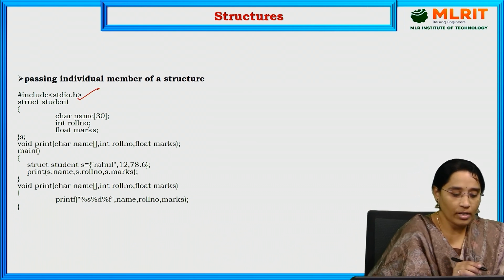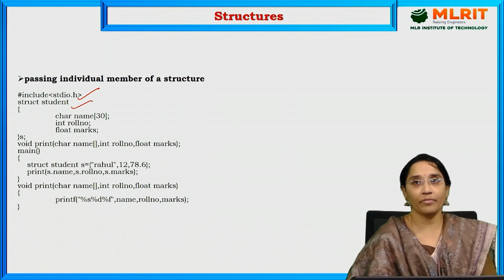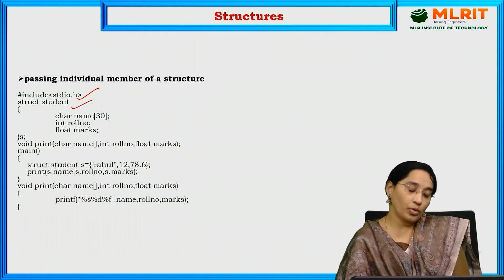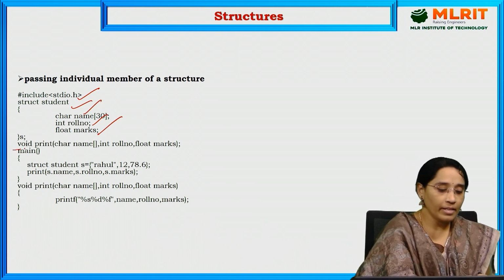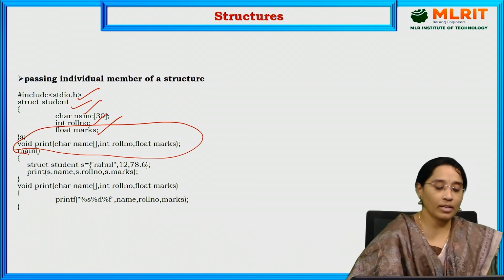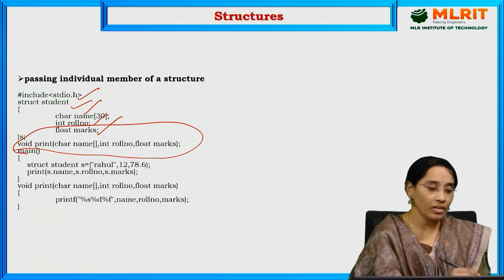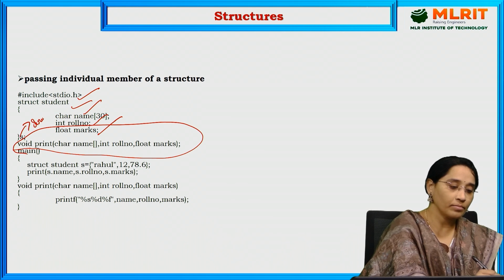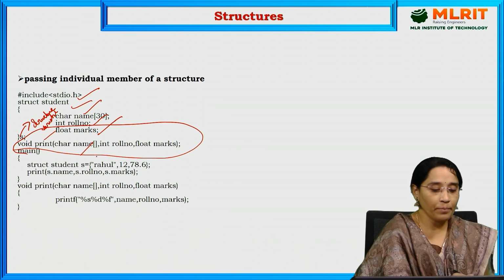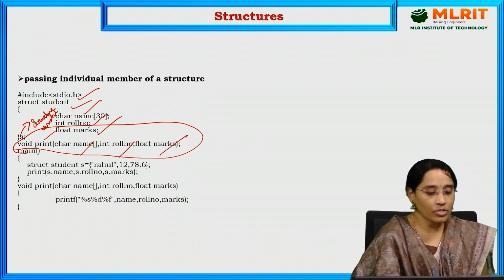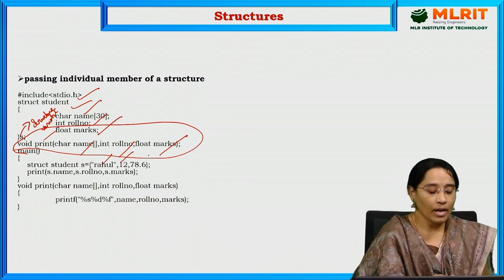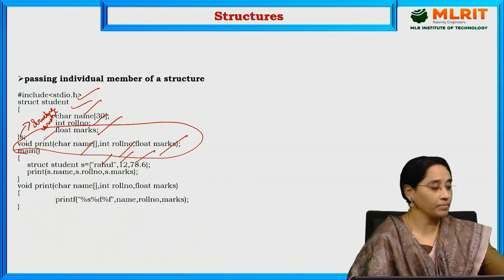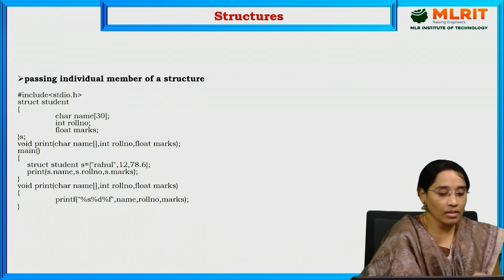stdio.h, the standard header file, struct student. We have declared the student structure with the name of the student as char name, roll number and marks. And when you declare the structure, we need a structure variable. This will be your function declaration: void print(char name, int rollnumber, float marks). struct student s equals, here the name is taken as Rahul, 12, and marks is 78.6.